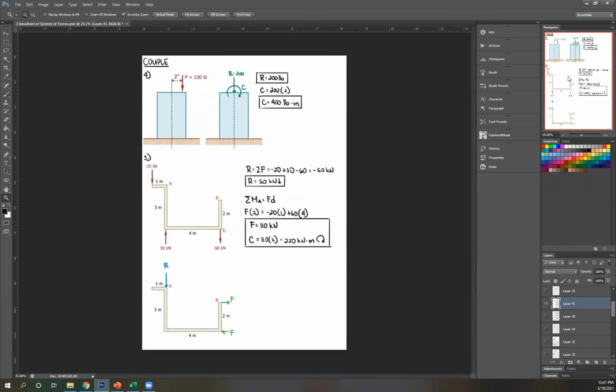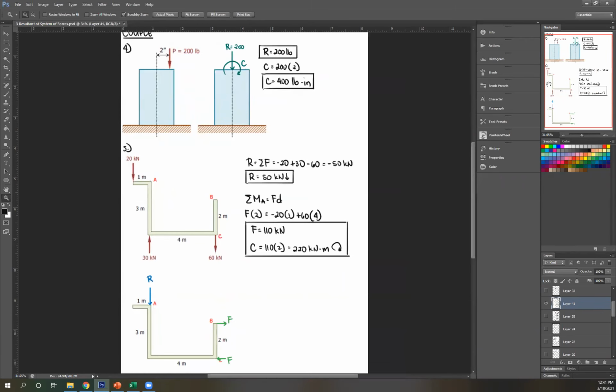Okay. So that's your 4 and 5. Any questions for number 4 and 5? None? Please answer in the chat. Any questions? All right. Thank you. Good.